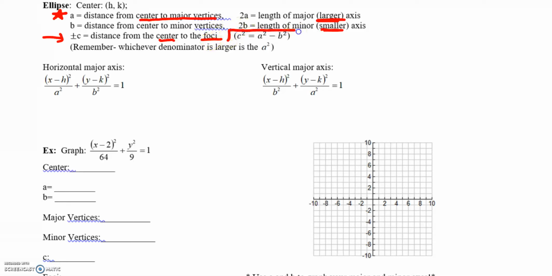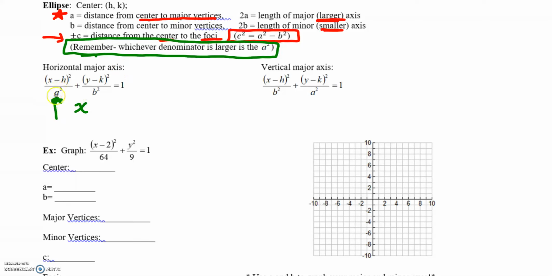The Pythagorean Theorem is used to find the relationship between A, B, and C. And remember, whichever denominator is larger determines the major axis. And so if I had a general form here for a horizontal major axis, that means that this has to be the A term. So if it's horizontal or x-based, the A must be underneath the x, versus if it's vertical or y-based, the A term has to be underneath the y.